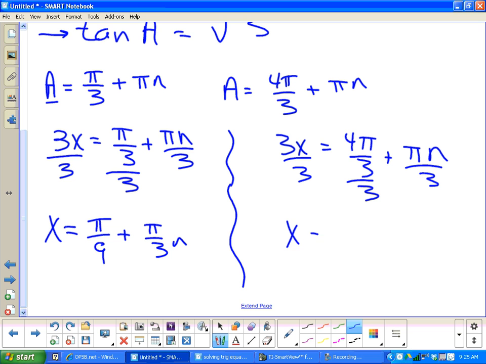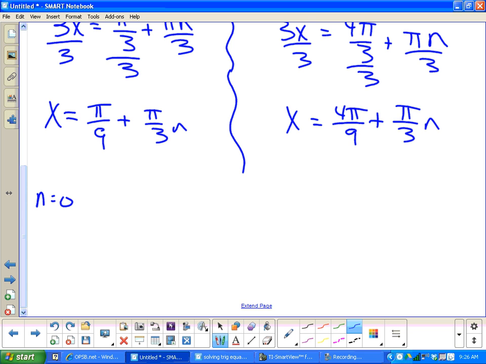So we'll get 4 pi over 3 over 3, and that's 4 pi over 9, plus pi over 3 n. Now, can I let n start being 0, 1, 2? All right, I'll make you a deal. I'm going to do 0. Y'all tell me what the 1 is. You know how I am.